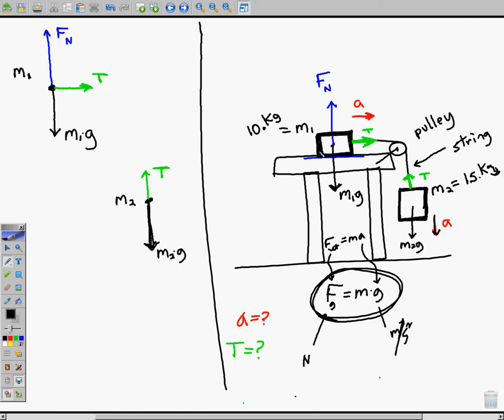Yeah. So we want to make to the right the positive direction. If it was moving to the left, even though normally to the left is a negative direction, we would say the left is the positive direction. So we want to make whichever way the object is moving the positive direction.